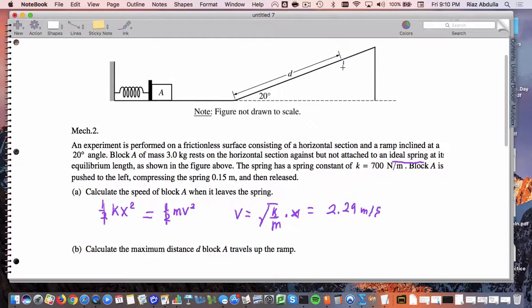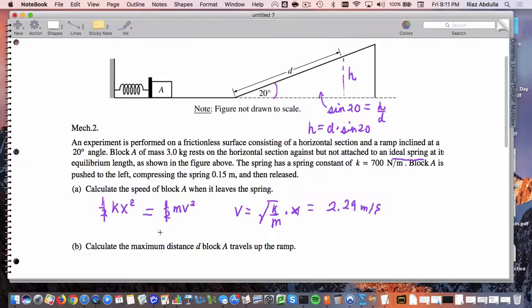All right, now we want the maximum distance d that the block travels up the ramp. Let's do a little modification here. Let's actually talk about the height. Okay, so this is height. This angle is 20 degrees. And from SOHCAHTOA, we know that sine of 20 is h over d. So h is going to equal d times the sine of 20.